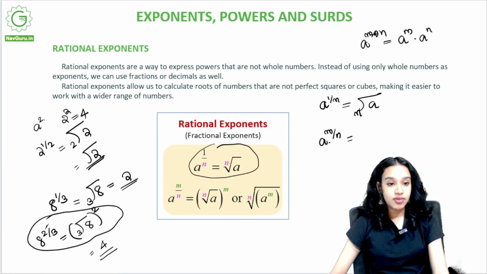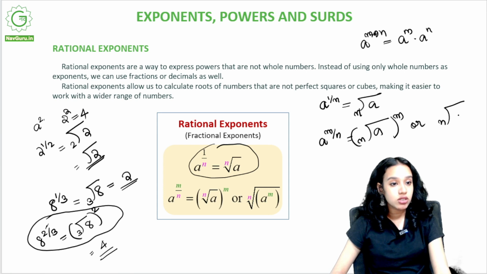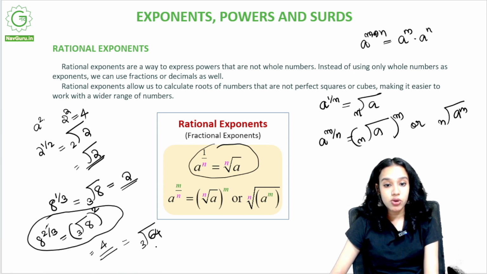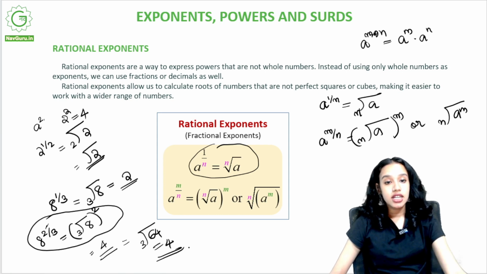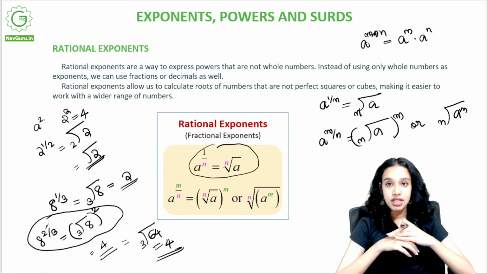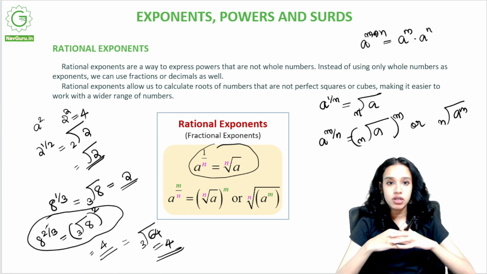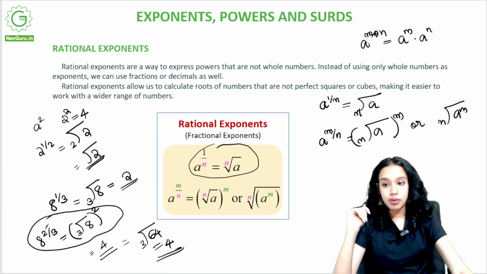That is, if we have a value a raised to m by n, it's the nth root of a, whole raised to m. Or it can also be written as nth root of a raised to m. Now here, what is 8 square? 8 square is equal to 64. So we need to find the cube root of 64, which is equal to 4. Right? Now these are the properties of rational exponents. How does this help us? This helps us to write a wide variety of numbers. Other than the whole numbers, we could write any numbers in this way.